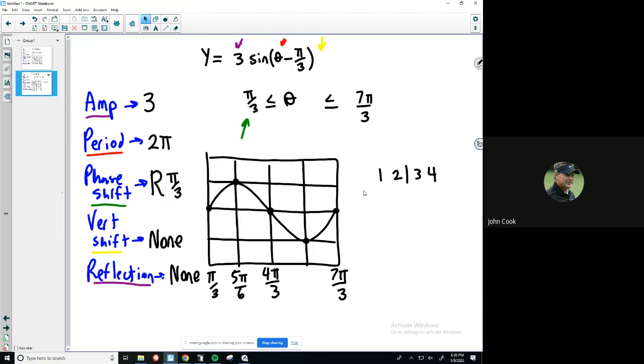And then what's halfway between 4 pi thirds and 7 pi thirds? So 4 and 7, halfway between there is 5.5 pi over 3. And then if you multiply the top and the bottom by 2, 5.5 is 11, and 3 times 2 is 6. So it's 11 pi over 6. Okay, and then we can do our little right-hand side. There's no vertical shift on the y-axis, so 0. Amplitude is 3, so we go up by 3 and down by 3 each time. And that's our graph of 3 sine of theta minus pi thirds.